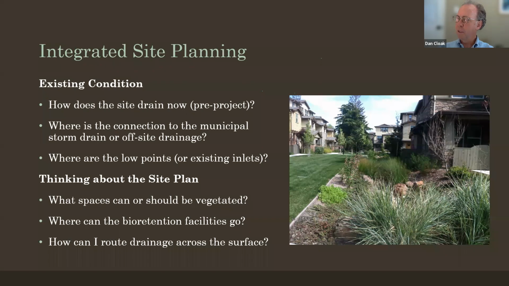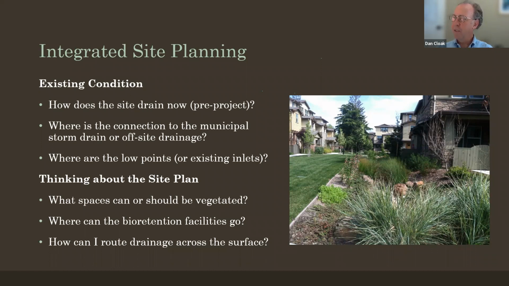This bioretention facility actually has some design details that could be different. I think it probably is sloped. I'm not crazy about the way that the side slopes come into it. But in terms of how it sits on the site, this is kind of what you're looking for.